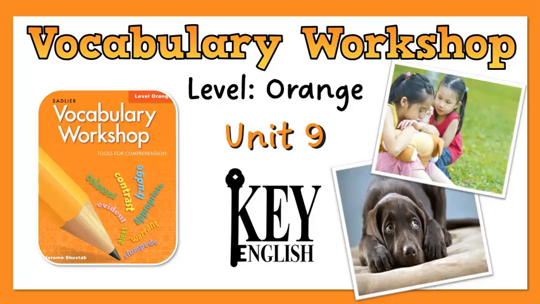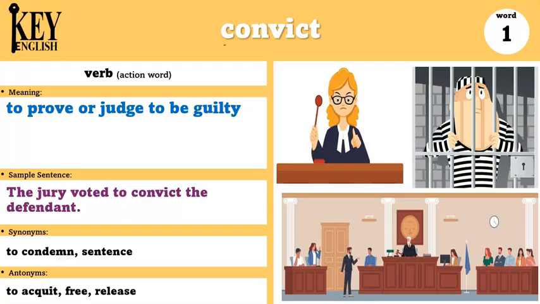Let's get started! Our first word is convict. Convict is a verb and it means to prove or judge to be guilty. When you convict someone, you are saying that they did something wrong in a court. And they are guilty of doing some crime, so they did something bad.